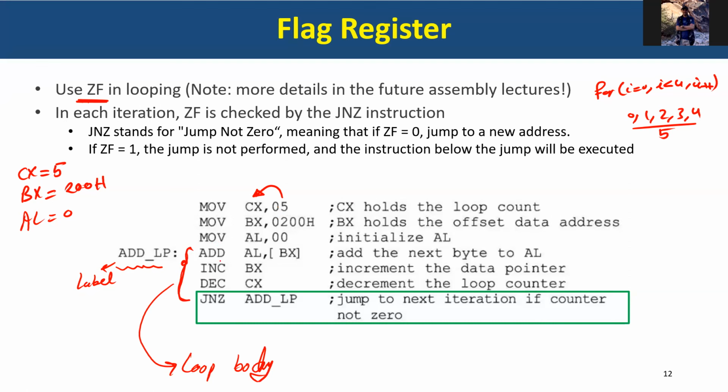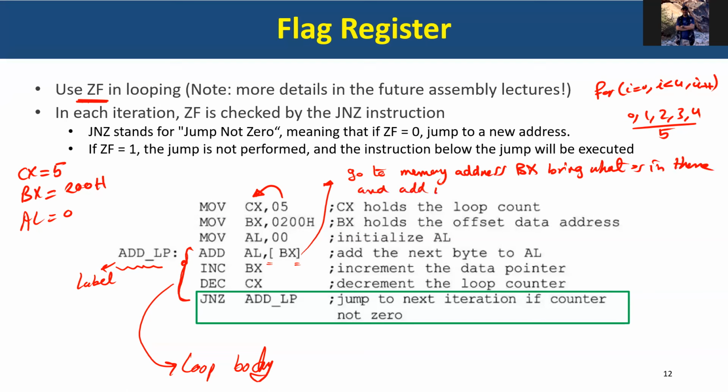So let's check. Add AL and BX. BX between these brackets means memory location. So this means go to memory address BX, and bring what's in there and add it to AL, I'm sorry.